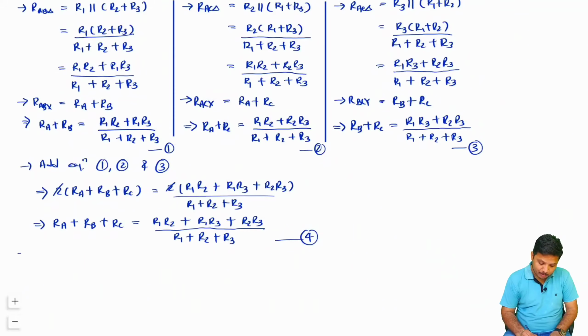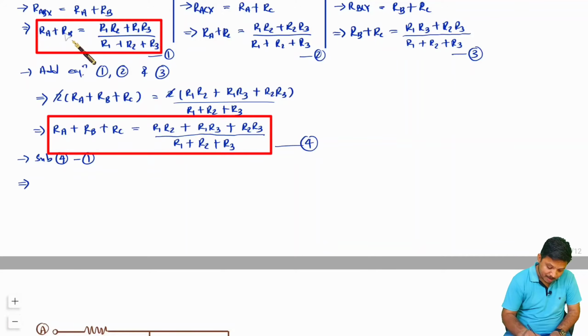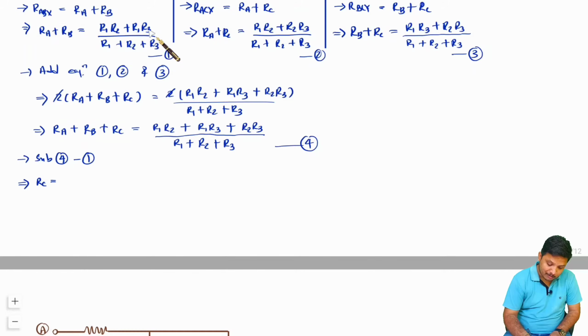Now if you want the values of RA, RB and RC, then all we can do is subtract equation 4 from 1, then subtract equation 4 from 2, then subtract equation 4 from 3. So let us do this step by step. Now I'll subtract 4 minus 1. So we will have, now you see RA, RB is there, so we will be having RC, and that will be, now you see R1 R2, R1 R3 and R2 R3 is there, and here R1 R2 plus R1 R3 is there.